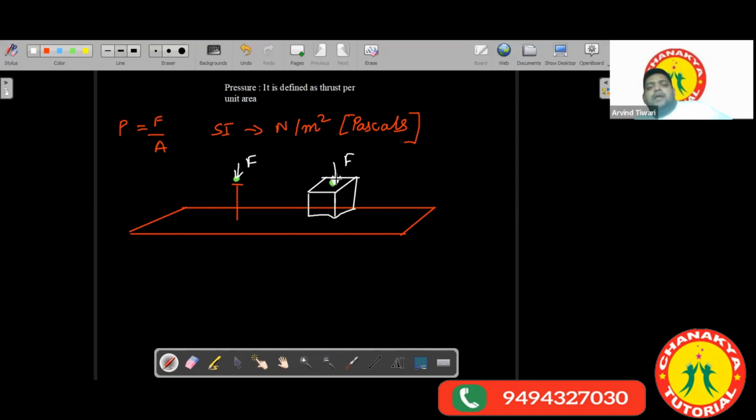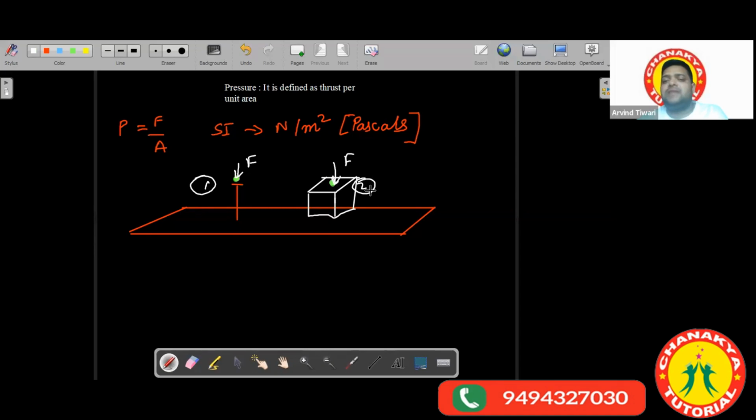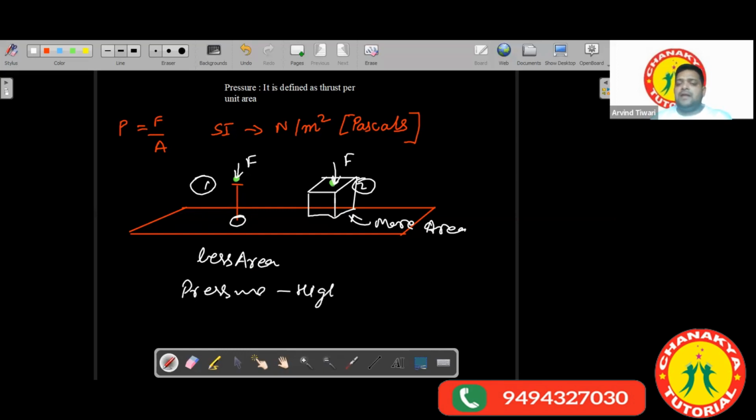So that is why here, since even if the force is same, in which case will you have lesser amount of pressure? In first case or in second case? Second case. Yeah. In the second case, you will have lesser amount of pressure. But in the first case, here you will have more pressure. The reason being, here we have less area and here we have more area. So that is why if we compare pressure, in the first one, pressure will be high. And in the second one here, pressure will be low, you will have low pressure.